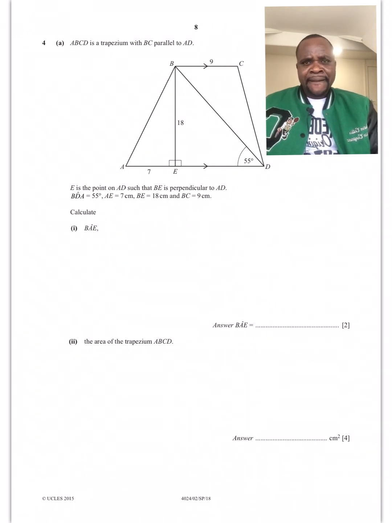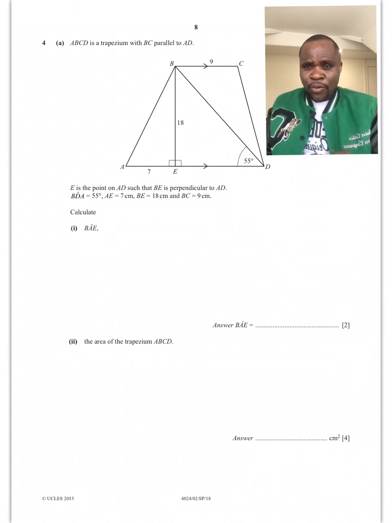We can see that BC is parallel to AD, as we are told there. Then we are also told that BC is equal to 9 centimeters, AE is equal to 7 centimeters, and BE is equal to 18 centimeters. We are also given an angle, BDE, which is 55 degrees. Right, all the details are there.